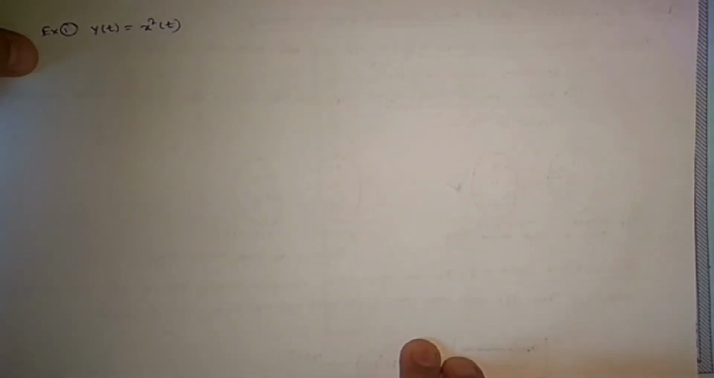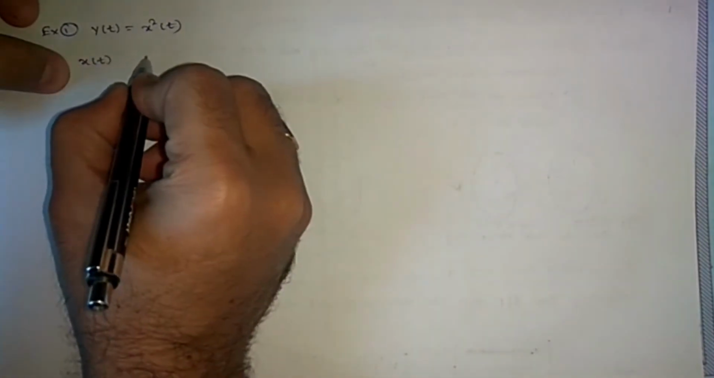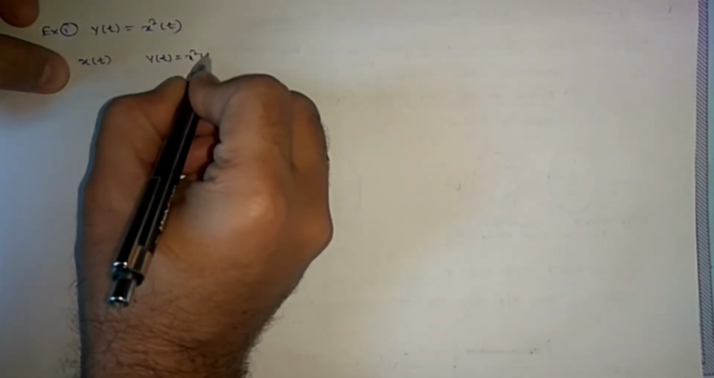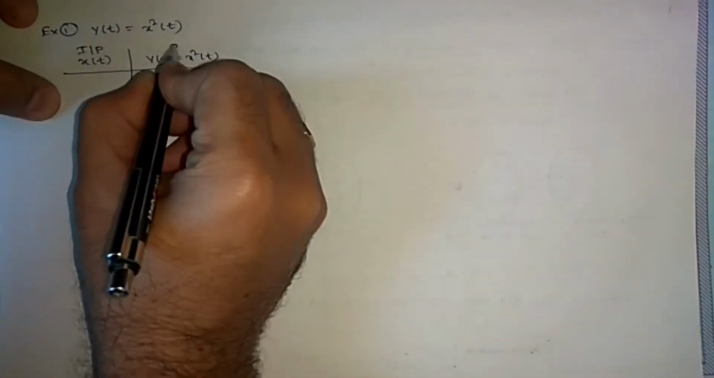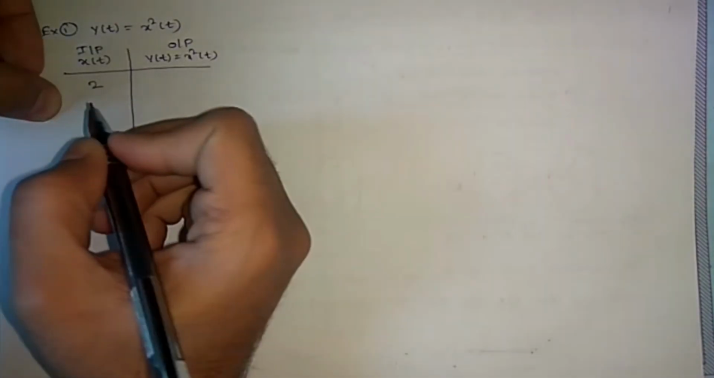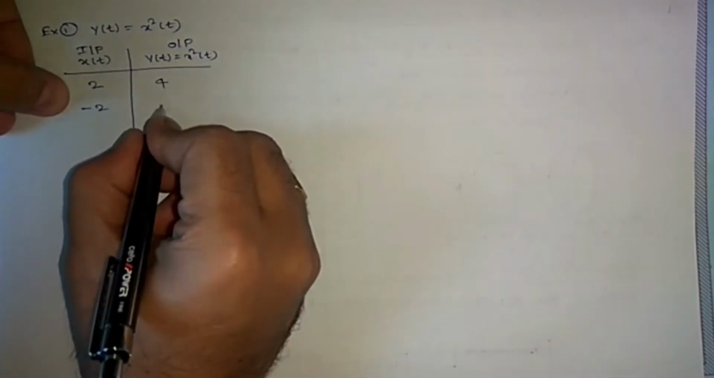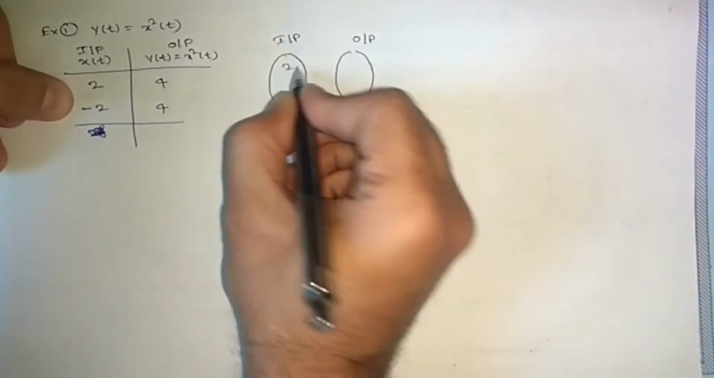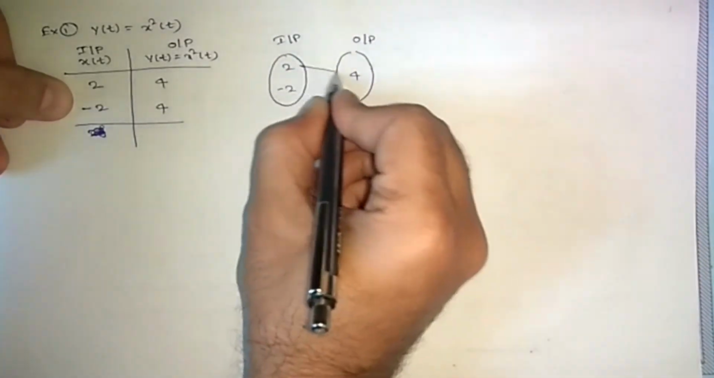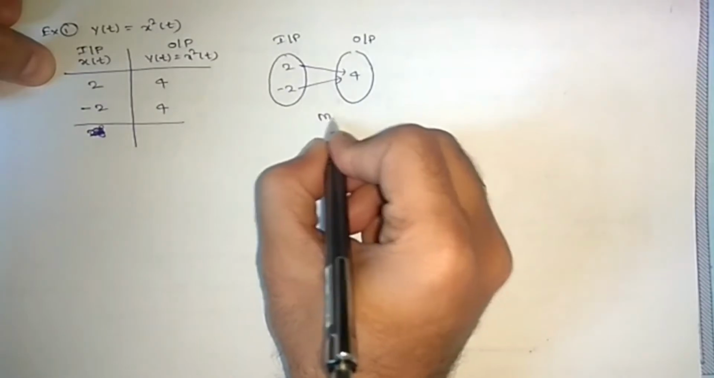So let us see example 1. y of t equal to x square of t. Is it invertible or non-invertible? You take x of t as input, and the output y of t is x square of t, right? Here if I give input 2, I will get 4. If I give minus 2, also I will get 4. For 2 and minus 2, I am getting the same output 4, right? Got it? So this is a many-to-one mapping.